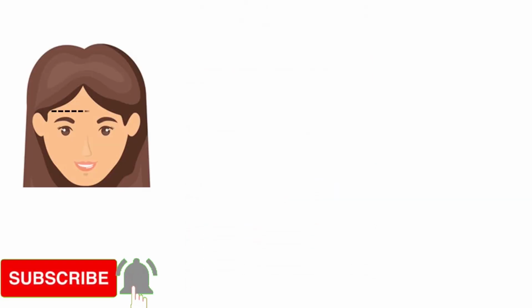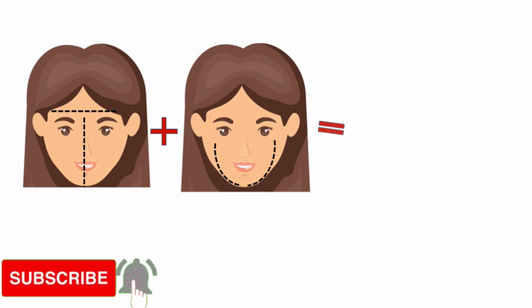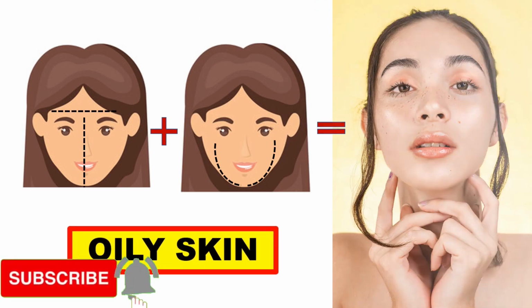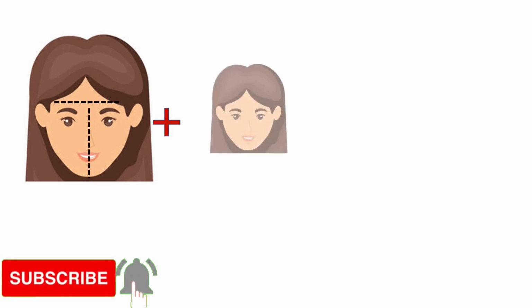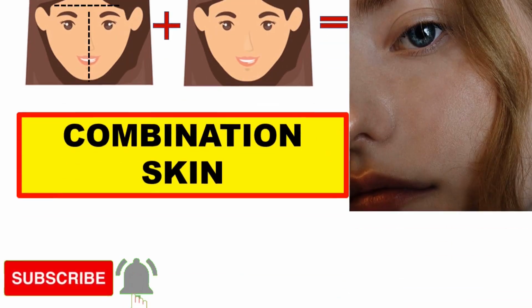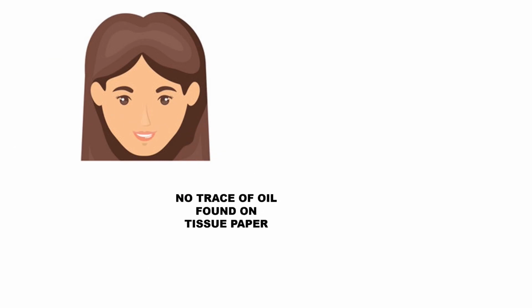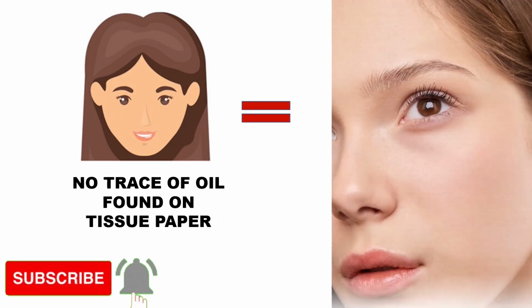If you observe traces of oil on the tissue paper of both the T-zone and the C-zone, then you belong to the oily skin category. If you observe traces of oil on the tissue paper in your T-zone but not in the C-zone, then you are a combination skin type. And if the tissue paper does not stick to your face and there are no traces of oil on the tissue paper, then you belong to the normal skin category. Here we identify 3 skin types.